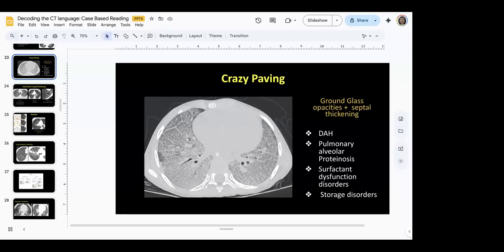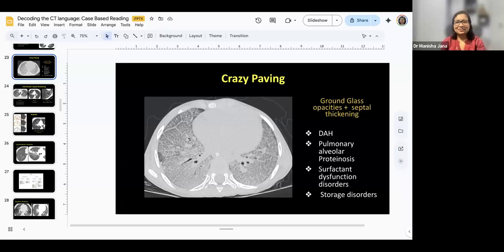You have two questions. One is a question from the audience: how commonly do you see radiation pneumonitis in children? Very rarely. I haven't seen it.